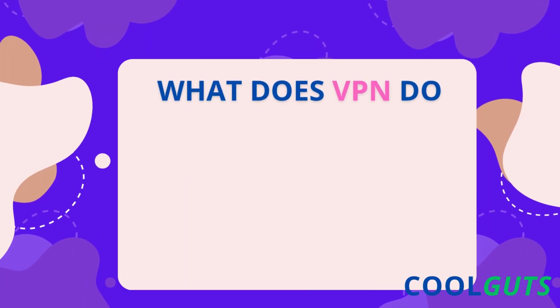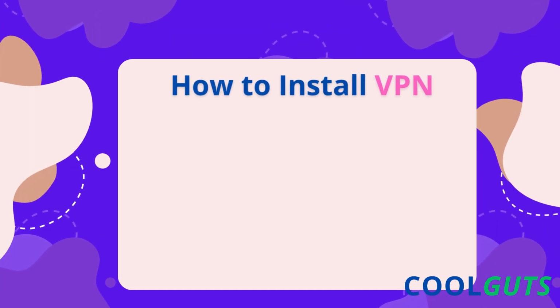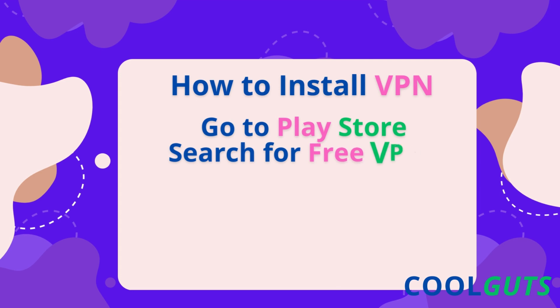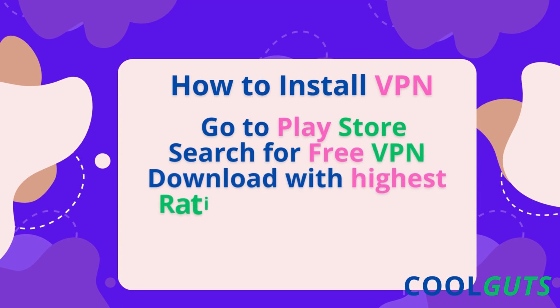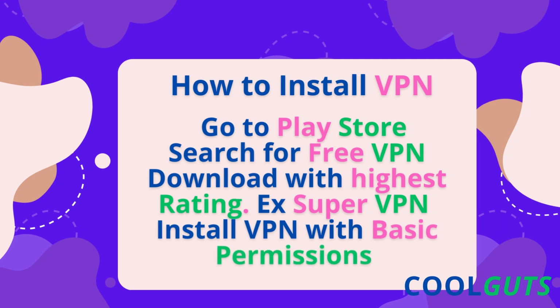But before that, you need to install a free VPN. How to install a free VPN? For that, you need to go to Play Store if you have an Android phone or App Store if you have an Apple phone. Then search for free VPN. Download the one with highest rating. For example, Super VPN. Install it with basic permissions. Now you are ready to go.